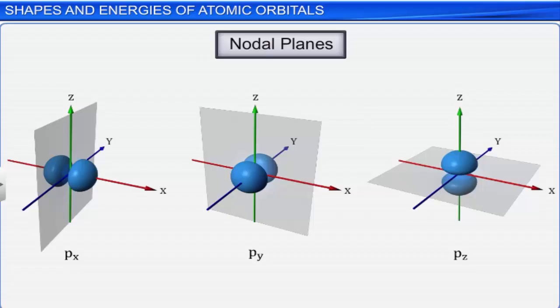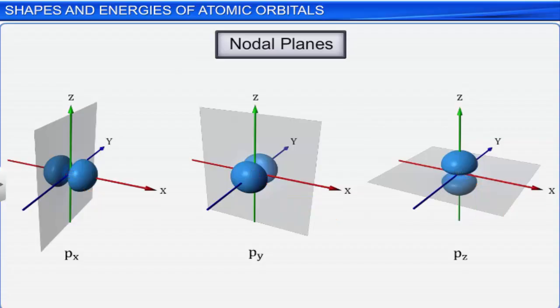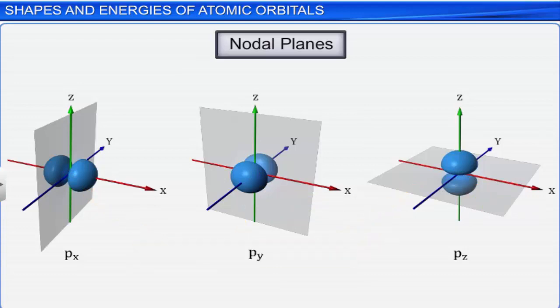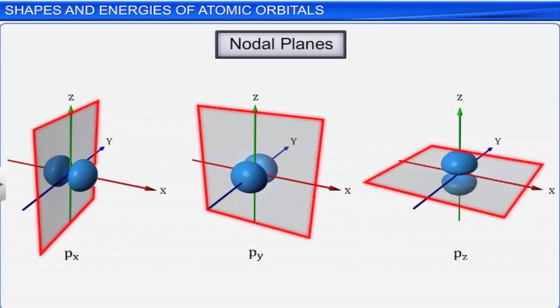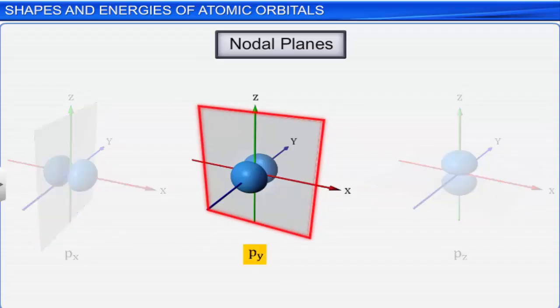These planes are called nodal planes. The number of nodal planes for a p orbital is 1. That is, the plane which passes through the origin at which the probability of finding an electron is 0 is called a nodal plane. For example, the nodal plane for py orbital lies along the xz plane. Nodal plane is also called angular node, and the number of angular nodes for a p orbital is equal to the value of azimuthal quantum number l.